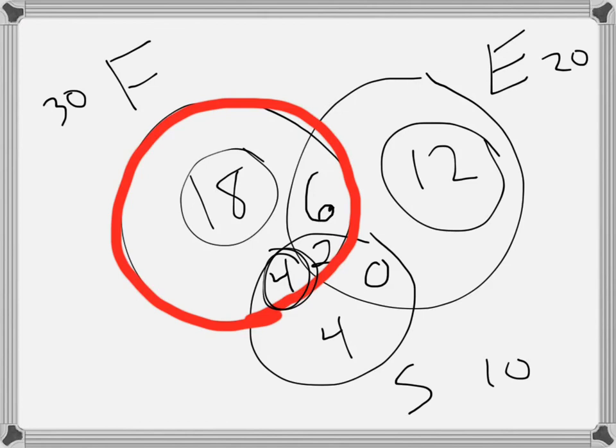So the way you should do these is always start from the center and then just work your way out. And I would write in each partition the number that's only in that piece.